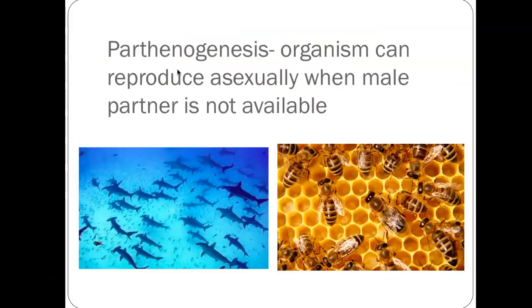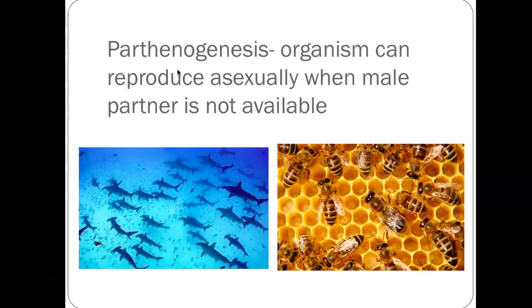Here's something really, really interesting. I love this. Can a sexually reproducing organism become an asexually reproducing organism? Yes. Not all of them, but there are some. You see I have a picture of sharks and a picture of bees. If a female shark is put in captivity long enough, she can reproduce asexually. That's called parthenogenesis. So make sure you write down that word.